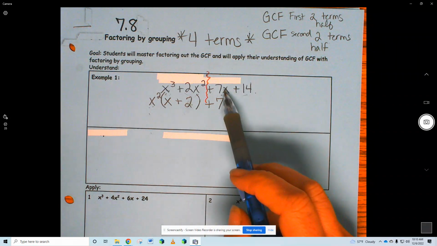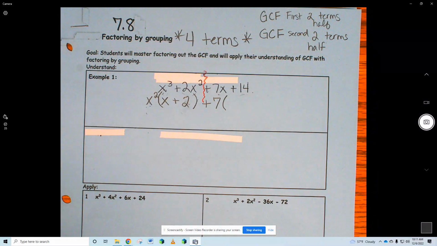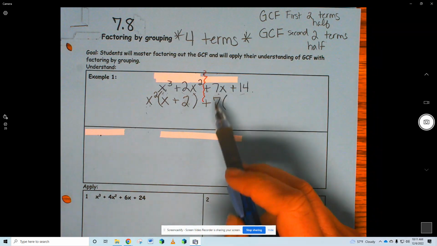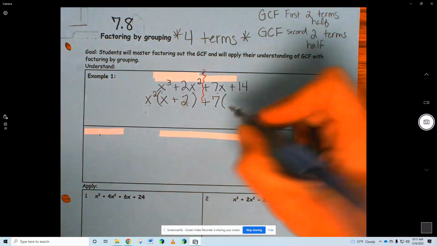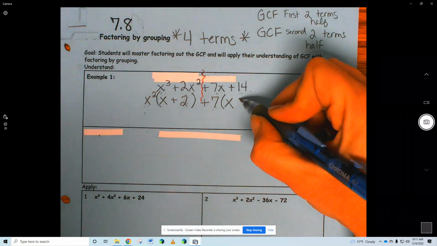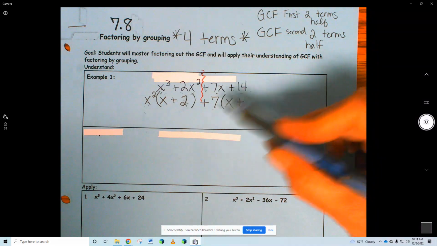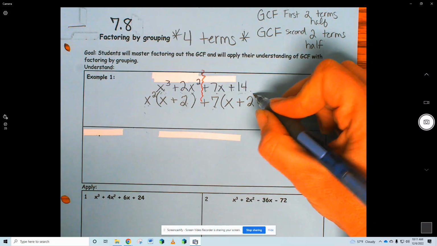Let's do leftovers, so I'm going to put the parentheses. If I take a 7x and I divide out a 7, what's left? X. This plus sign again stayed. A positive 14 divided by 7 is a 2. So I'm finished.